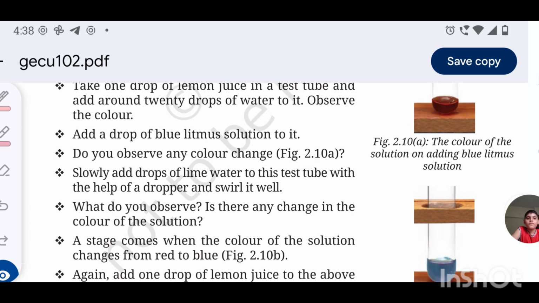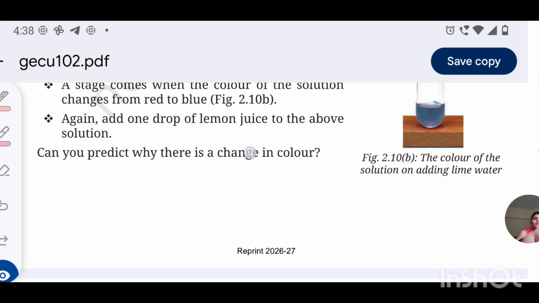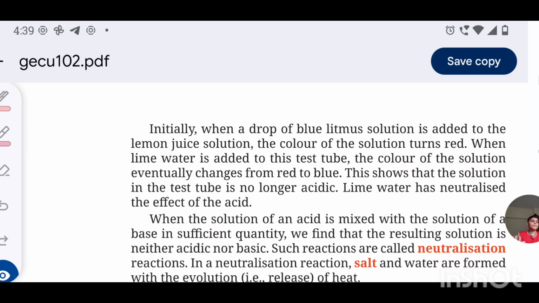Now, what did you observe? Is there any change in the color of the solution? Yes, there is a change in the color of the solution. It has become a little bit orangish. And the bubbles are still glowing. Can you predict why this color change is happening? Because lemon and this were both of opposite nature. They cancel out there.